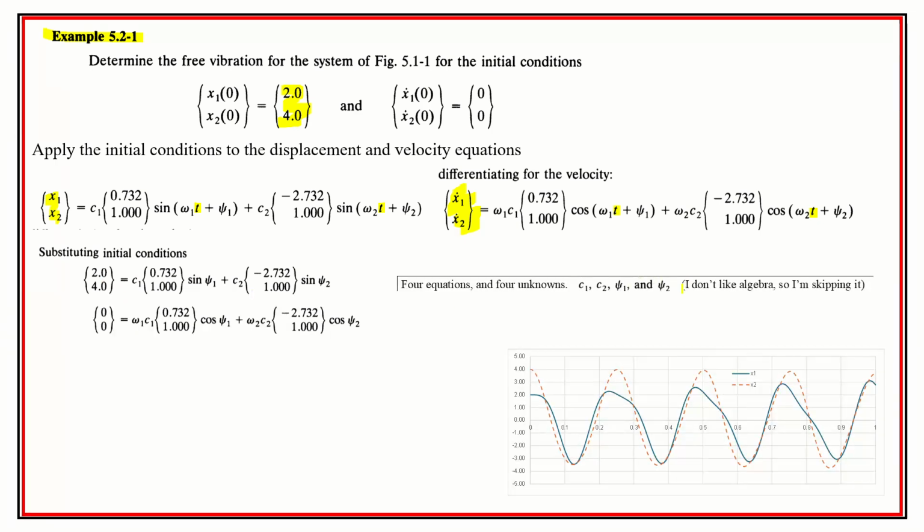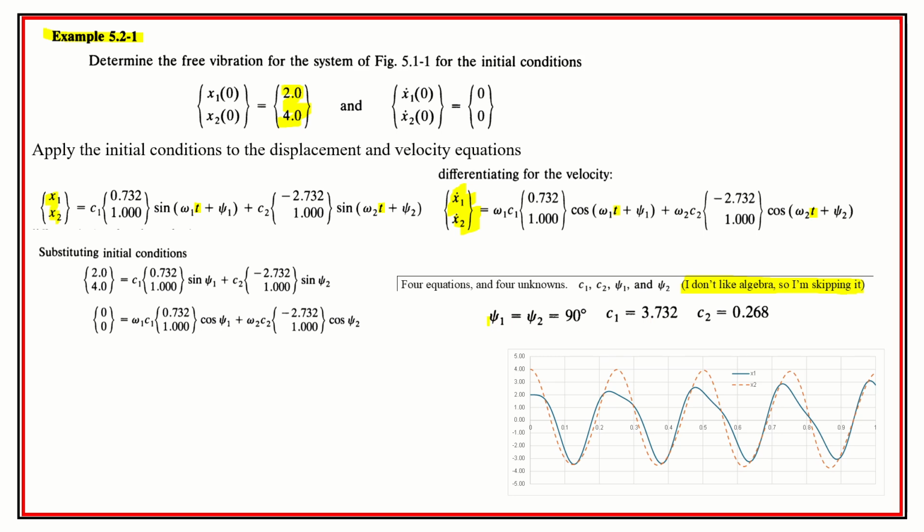But I don't like algebra, so I'm skipping this step. I started to do it, and then I said, well, I don't feel like it. But it can be done because there's 4 equations and 4 unknowns, and the book does a little bit more than I did, but basically they kind of punted as well. But here's the results, right?